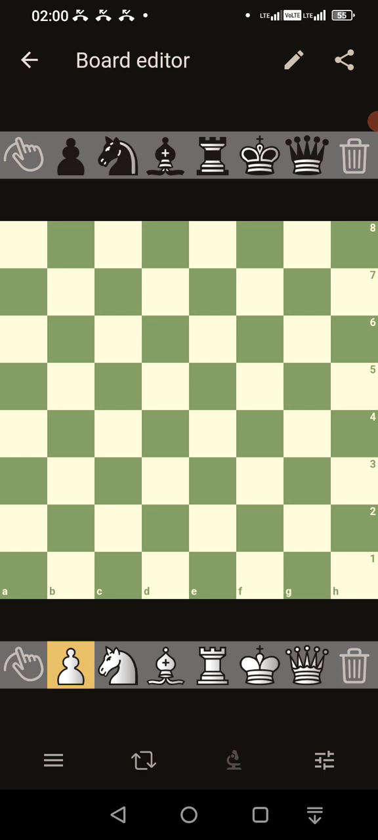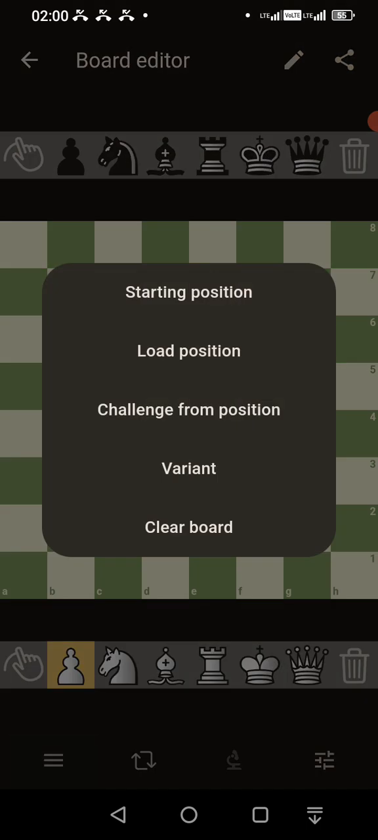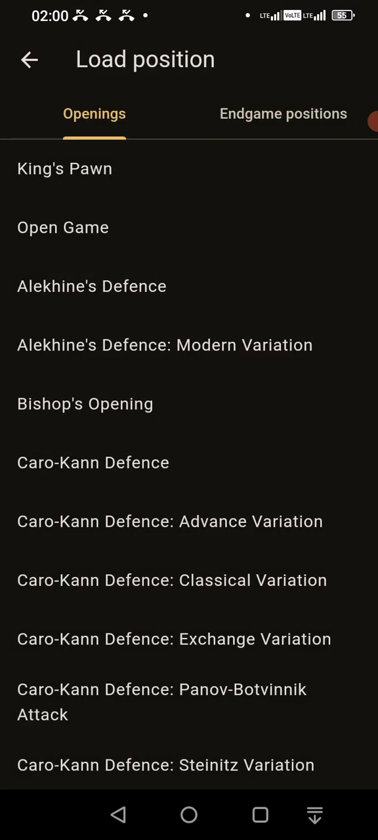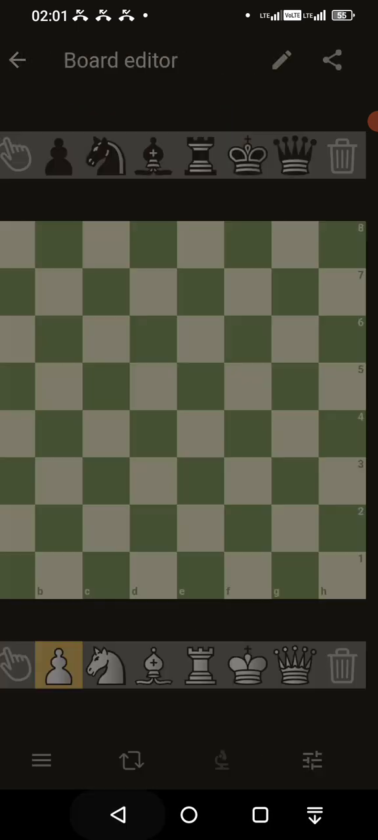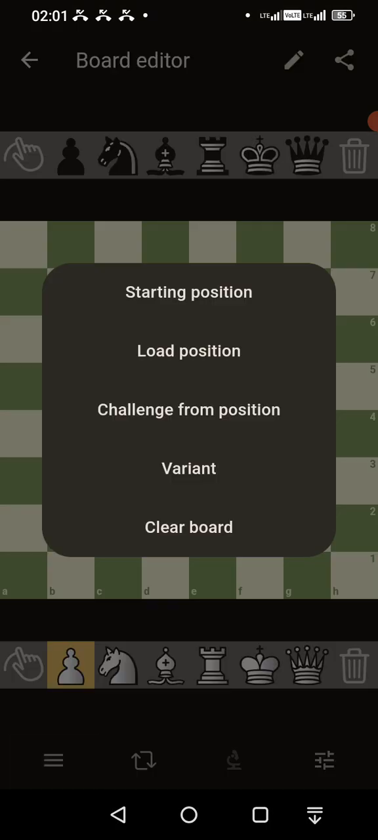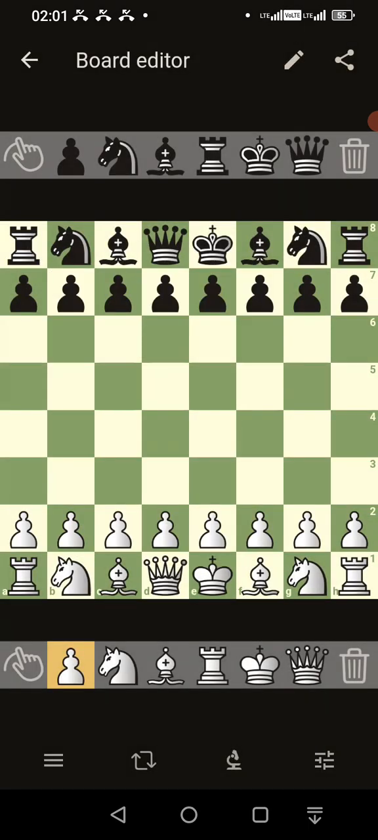Now, if you understand chess notation, it's going to help you a lot, because you will be able to read chess books. You'll be able to understand the game better. Okay, what I'm going to do now is I'm going to load the position. I am going to put the starting position. That is the starting position in chess.